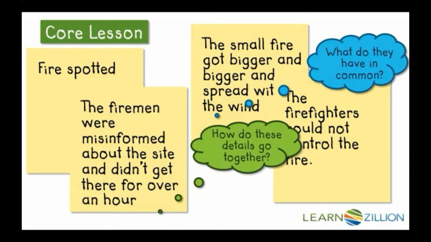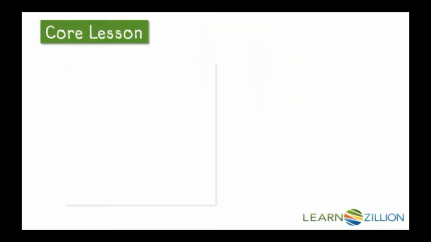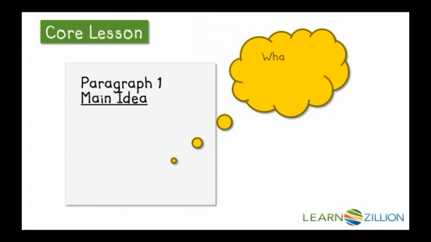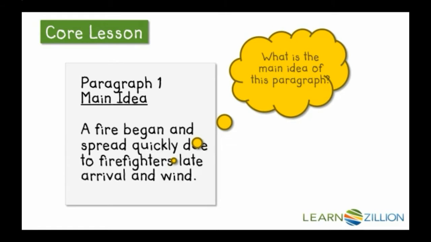So there was a fire spotted. The firefighters didn't get to the site on time. The fire then got bigger, and the firefighters could not control the fire. So my main idea for paragraph 1 is, what is the main idea of this paragraph? A fire began and spread quickly due to firefighters' late arrival and wind. So I put all my notes together and condensed it into one sentence to give the main idea for that paragraph.